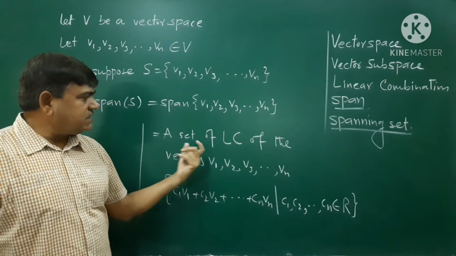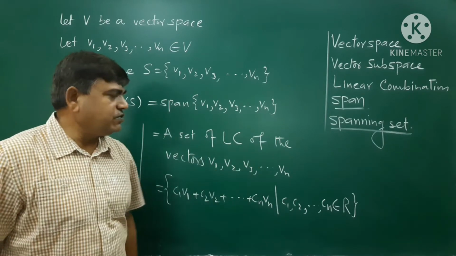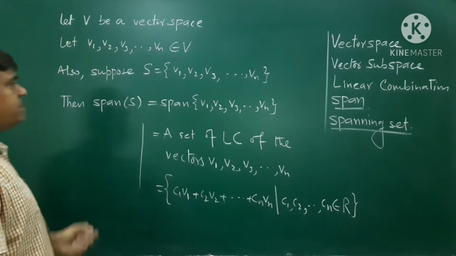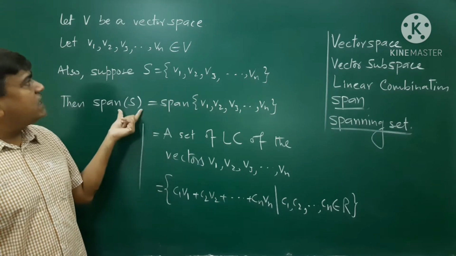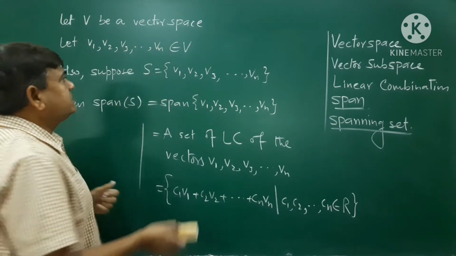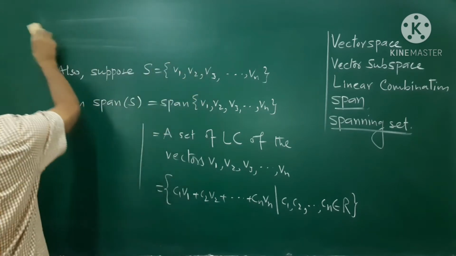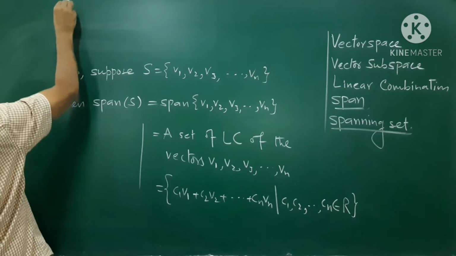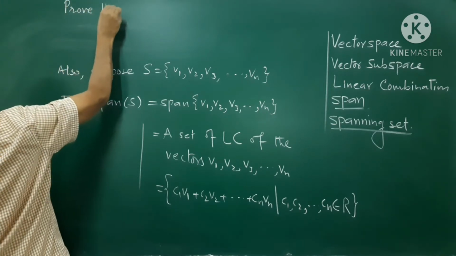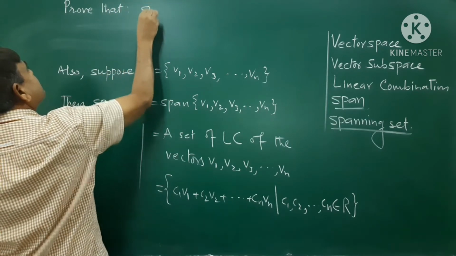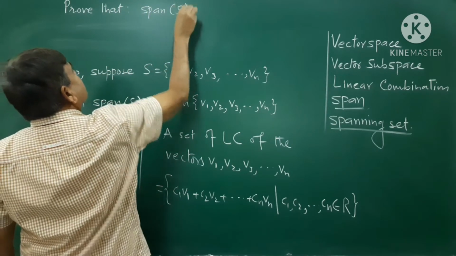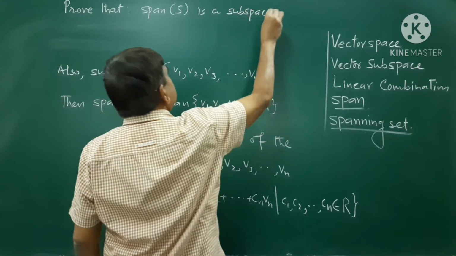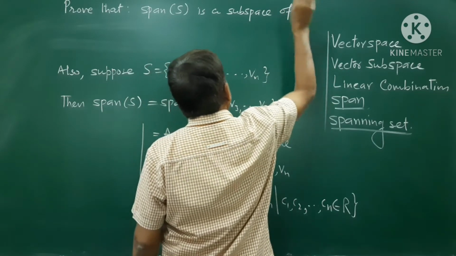So what is span S? This is a set of linear combinations of the vectors V1, V2, V3 up to Vn. This we have already done. Today we will prove that this span is a subspace of V. So this is just revision. Prove that span S is a subspace of V.